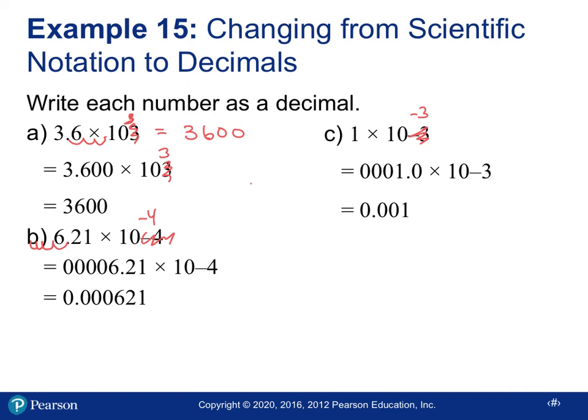Okay, so then we scoop it, 1, 2, 3, 4, and then we have 0.000621, and that's your answer. And again, here's your decimal, so scoop it 1, 2, 3, so 0.001, as you see there.